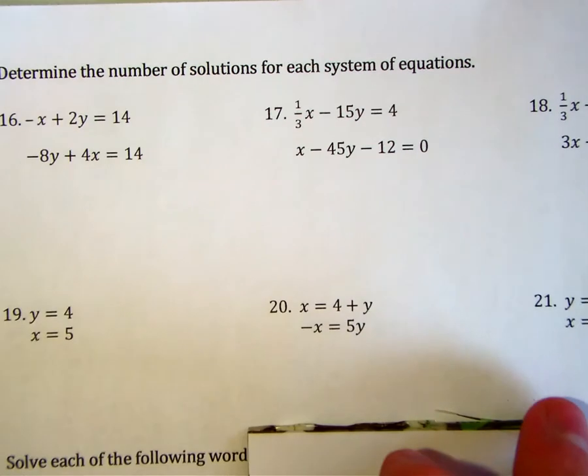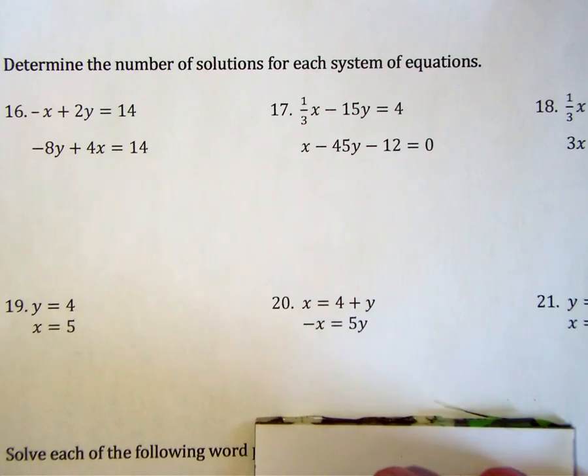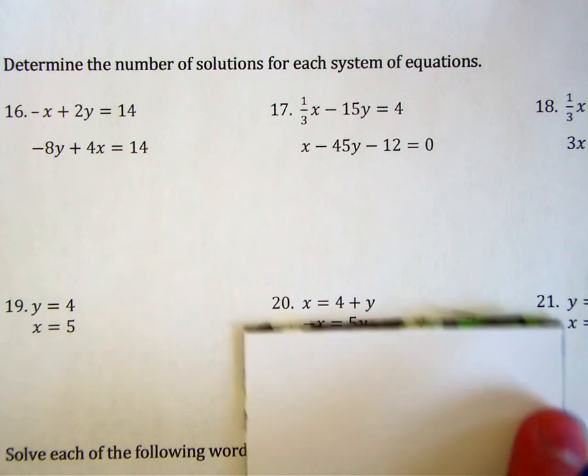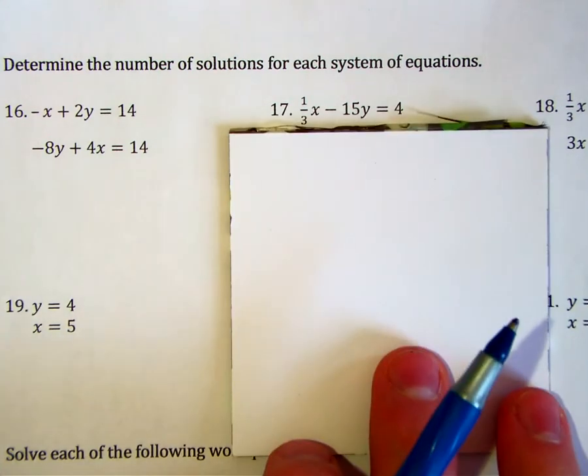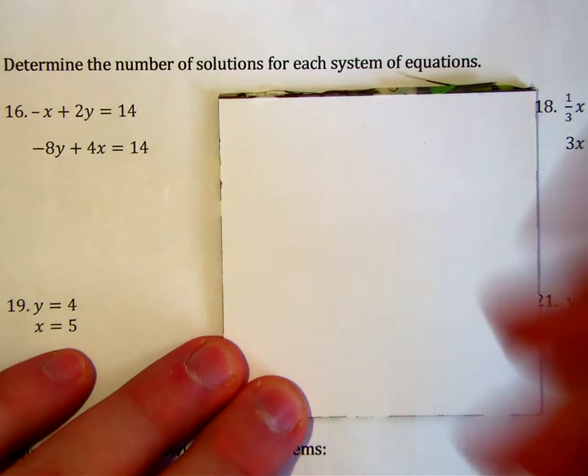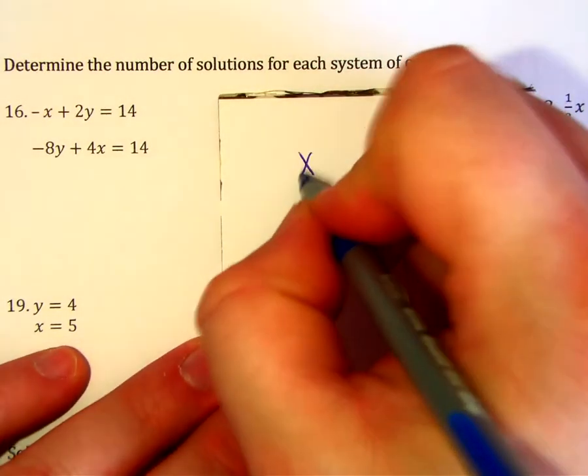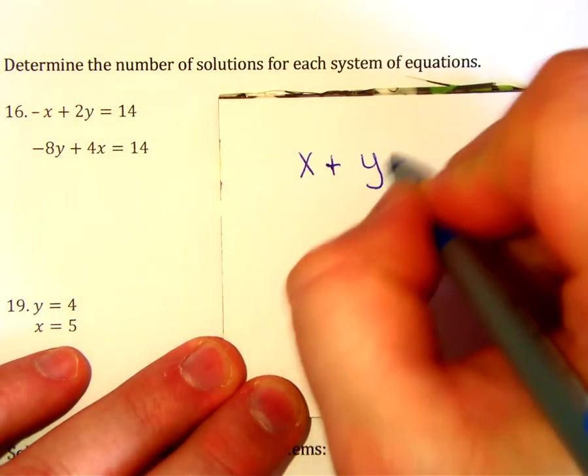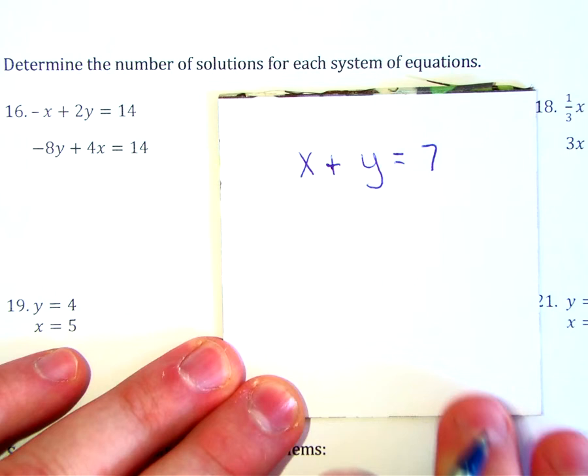Our next section says to determine the number of solutions for each system of equations. Now, we've done this in class predominantly with all of our systems being in standard form. So let's look at x plus y equals 7.